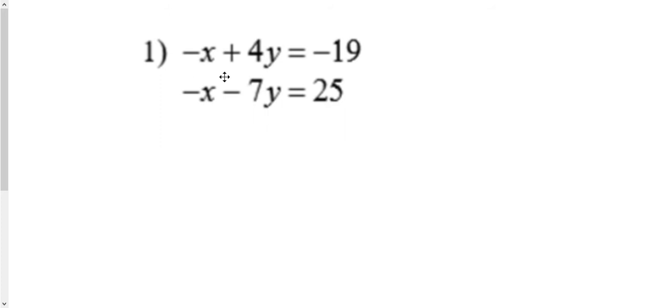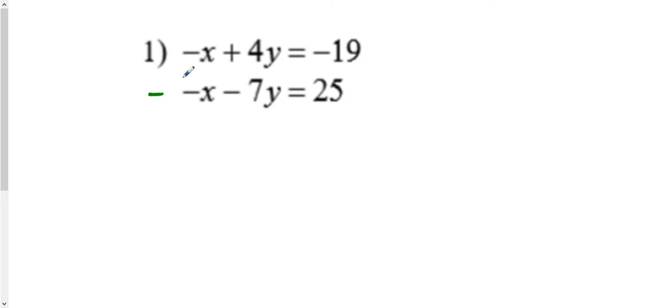So we will look at the variables. We have a 4y and a negative 7y. In order to zero those out, we would have to multiply, so we're not going to do the y today. We're going to look at the x's. We have a negative 1x and a negative 1x. Well, if one of those was positive, it would zero out. So in order to make it positive, I'm going to subtract the equations.